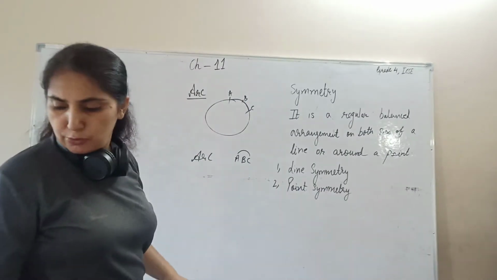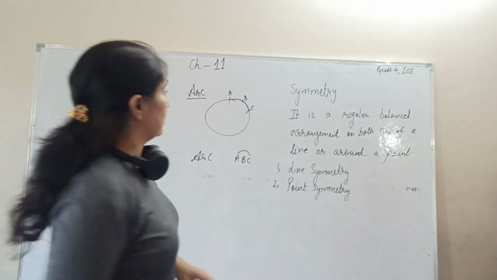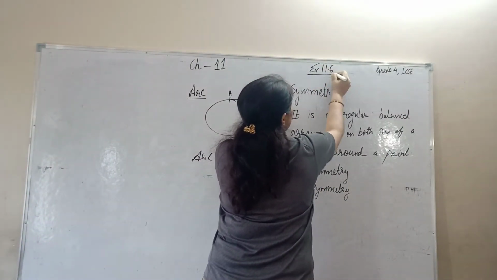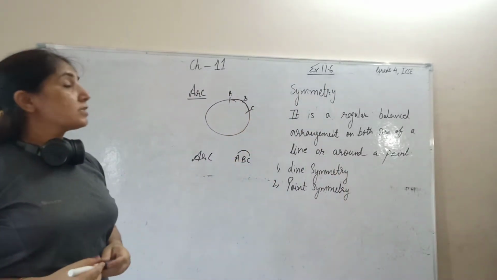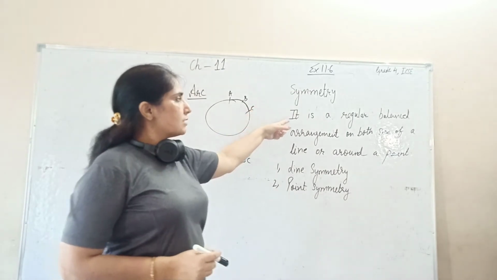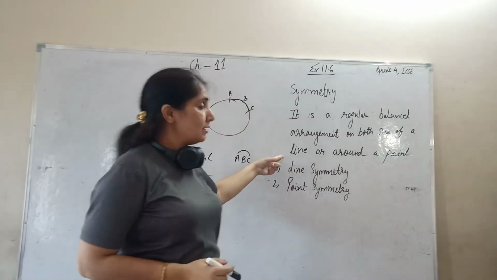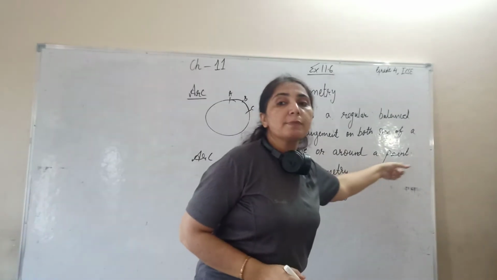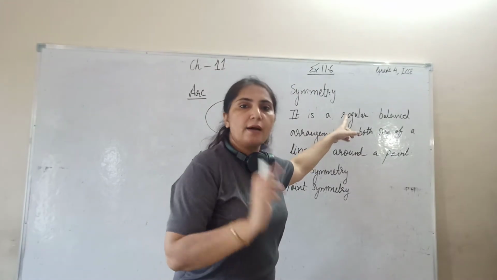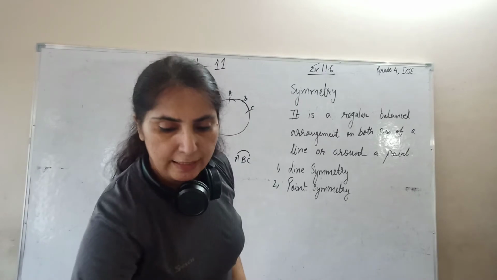Now we are going to start with the topic symmetry. That will cover your exercise 11.6. So, simply the word symmetry means, symmetry is a regular balanced arrangement on both sides of a line or around a point. Wherever the word regular comes in mathematics, regular means equal.